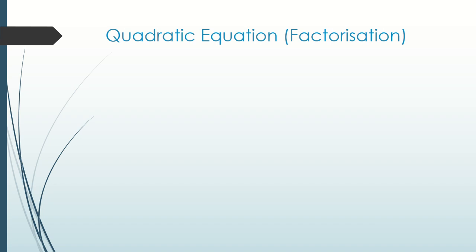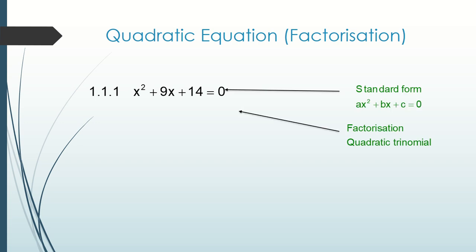So we start with the first question, 1.1.1. It's a quadratic equation and it is in standard form. So we factorize: 7 plus 2 will give you 9, 7 times 2 will give you 14. So the signs work out and the factors work out. So x equals -7 and x equals -2.